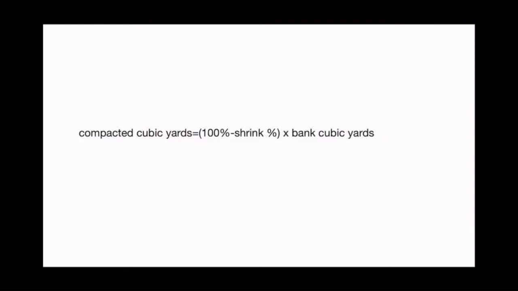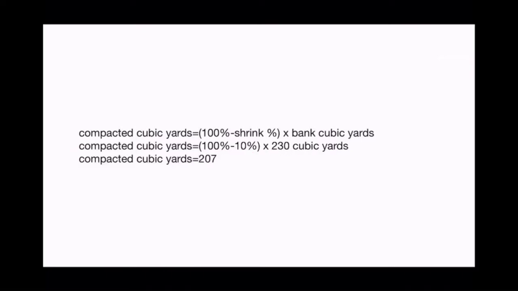Our compacted cubic yards is equal to 100% minus the shrink factor, times the bank cubic yards. Our bank cubic yards is 230, and our shrink factor is 10%, so our compacted cubic yards is going to be 90% times 230 cubic yards, or 0.9 times 230, and that's going to wind up with 207 cubic yards. And what does that mean? Well, we're taking 230 cubic yards out of the foundation, and after we've compacted it down, it's actually smaller than Mother Nature had it. It's at 207 cubic yards.